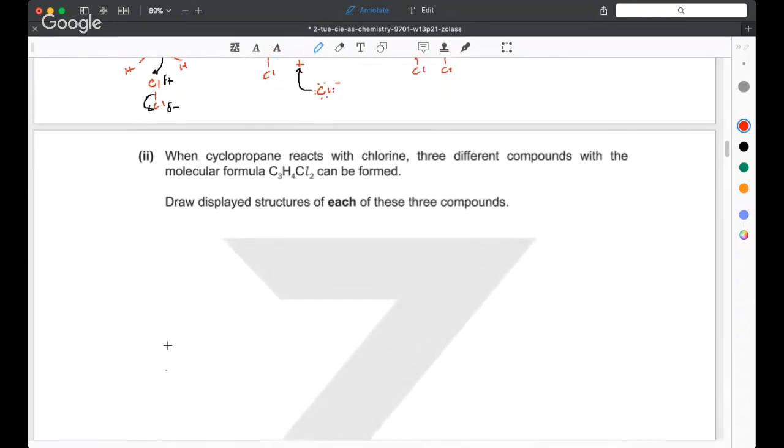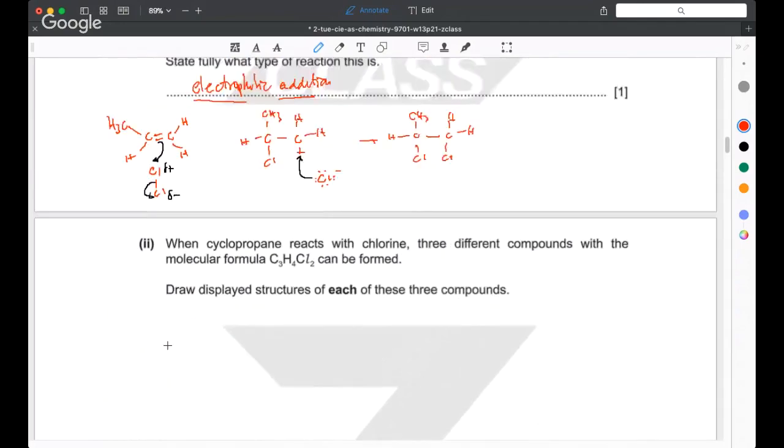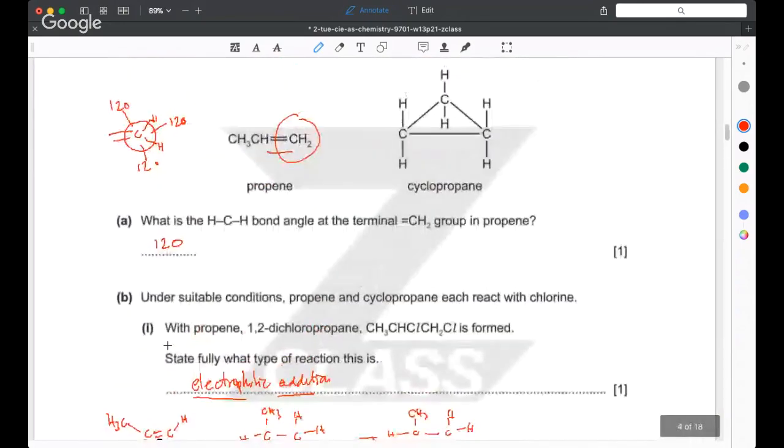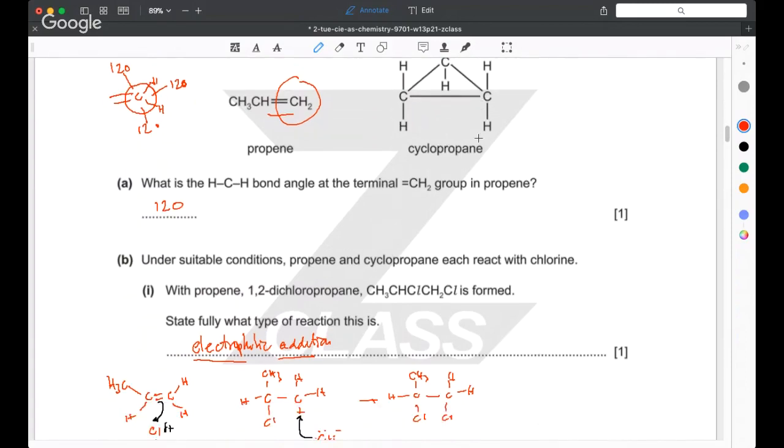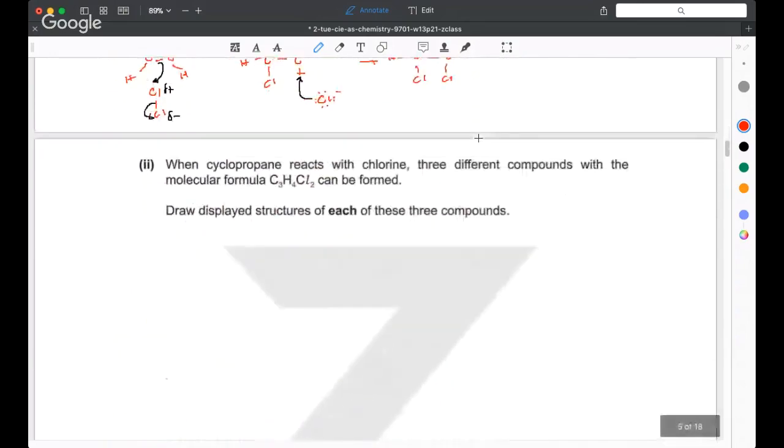All right, so that's electrophilic addition, and now you've got to work out, in a completely different kind of reaction, if there was a substitution of chlorine into this cyclopropane here, the various possible products that you'd get.